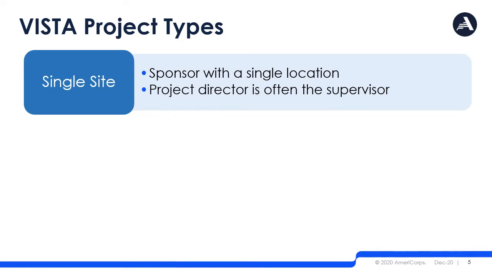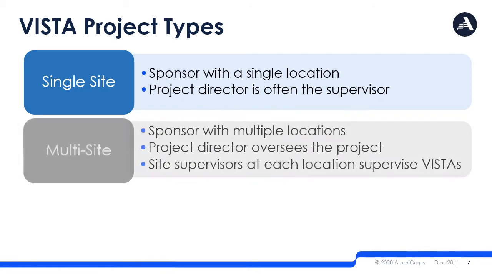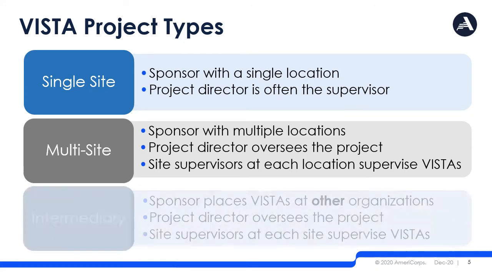Here are the three types of VISTA projects. A single-site project is just what it sounds like, an organization that hosts VISTAs at a single location. Often, the same person serves as the project director and the supervisor. A multi-site project is sponsored by an organization that has VISTA members serving at multiple locations. Here, one individual serves as the project director, and staff at each site serve as supervisors.